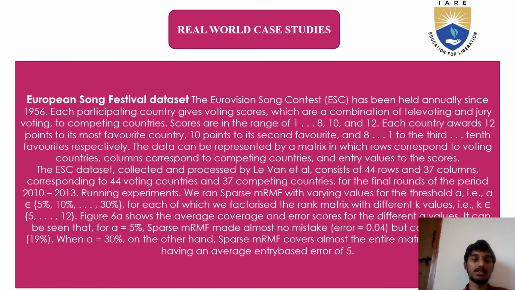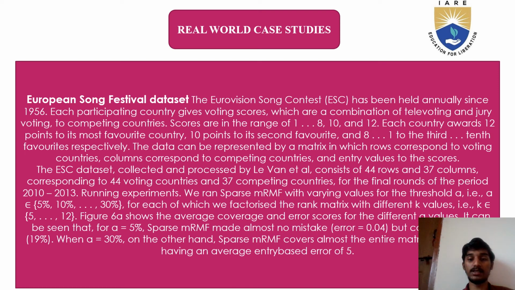Real world case studies. Eurovision Song Contest data. The Eurovision Song Contest, or ESC, has been held annually since 1956. Each participating country gives voting scores, which are a combination of televoting and jury voting. The scores given to competing countries are in the range of 1 to 8, 10, and 12. Each country awards 12 points to its most favorite country, 10 points to its second favorite, and 8 to 1 points to its third to tenth favorites respectively.